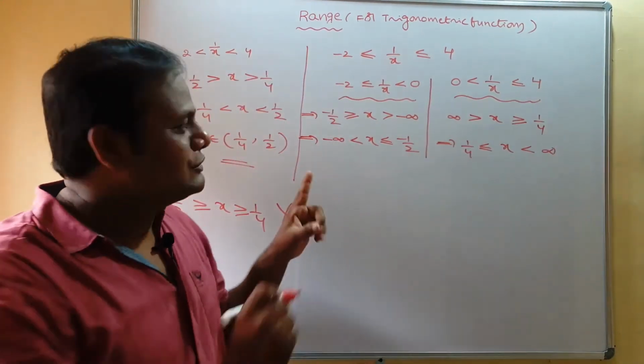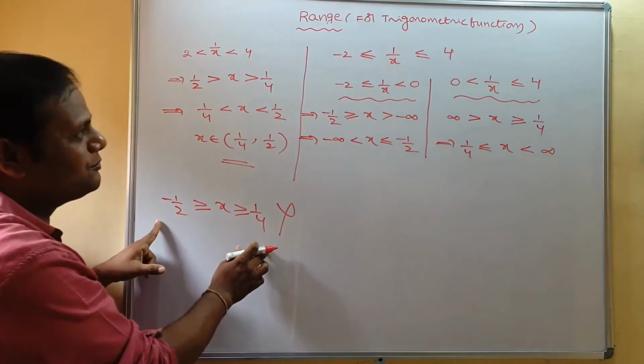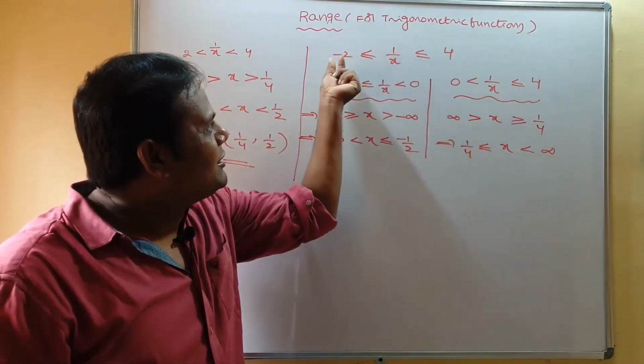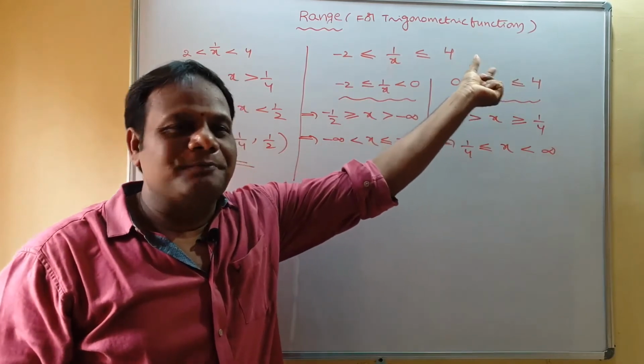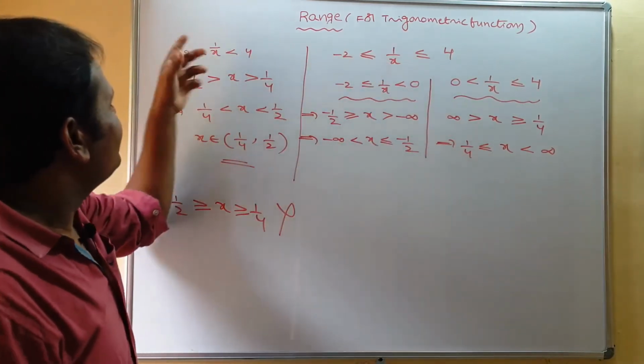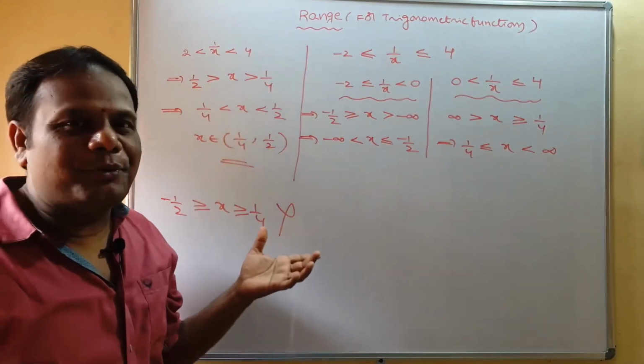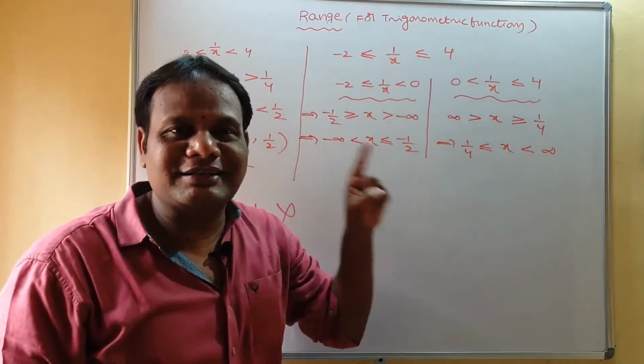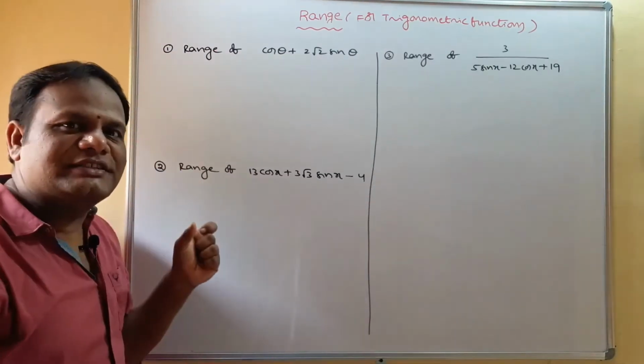Is it clear? So you should not commit this type of mistake when you get 1 by x in between a negative and a positive number. Suppose 1 by x is between two positive numbers, it's not a problem. Directly you can take reciprocal. But here it is wrong. I think you understand the reason. Is it clear? Coming to the first example.